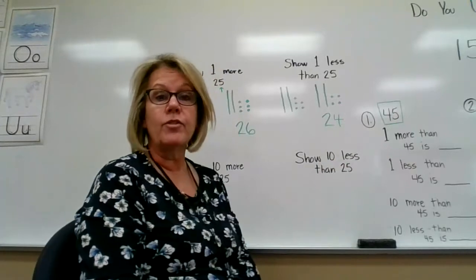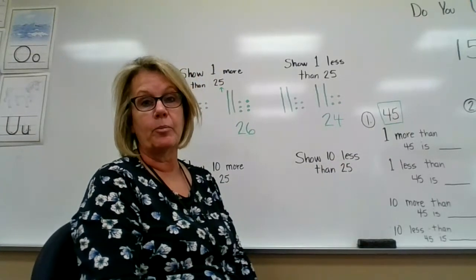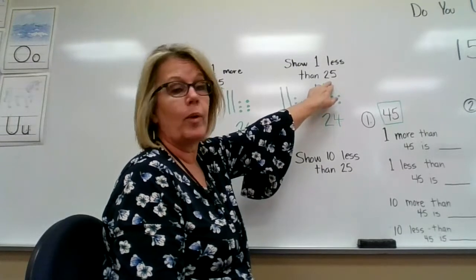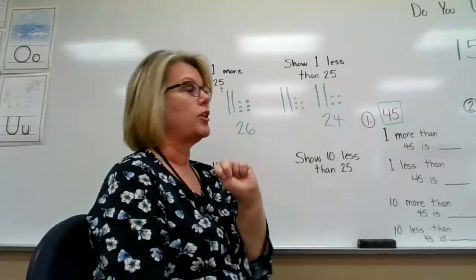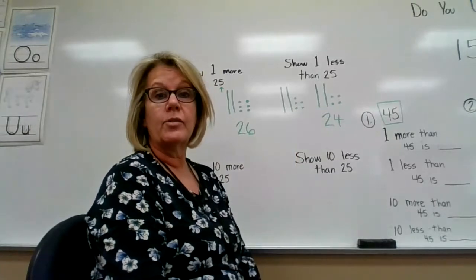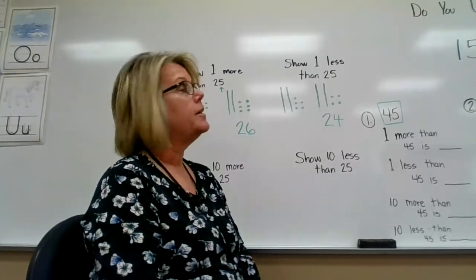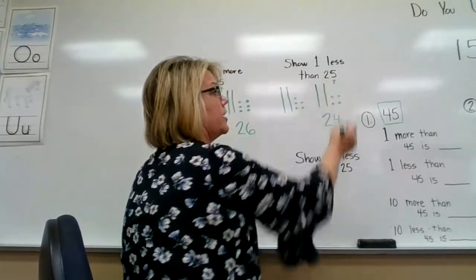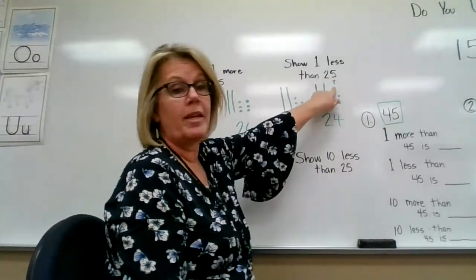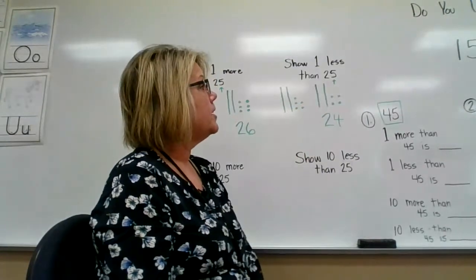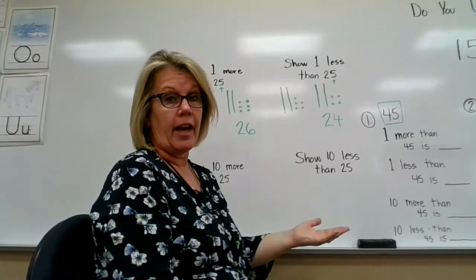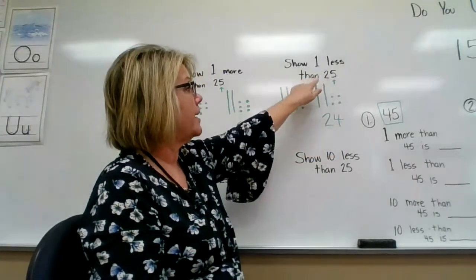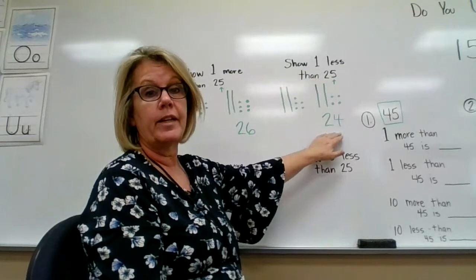Now you don't have to draw a picture. You can think about your place value. Think about your 2 digits. The number 25 is 2 digits. What number tells how many 1s there are? The number 5, the number that is in the 1s digit. It tells how many 1s there are. So if I take 1 away from 5, we get 24. Show 1 less than 25, it's 24.